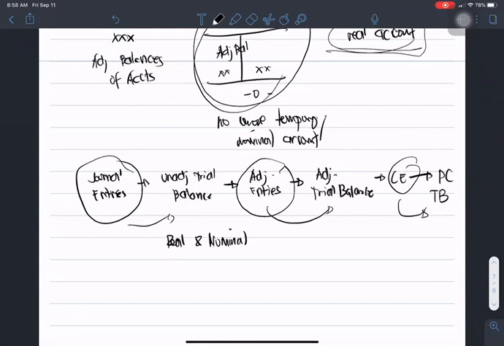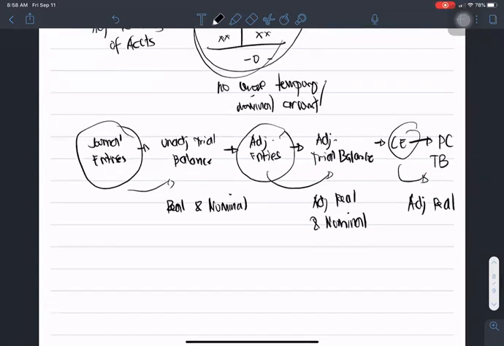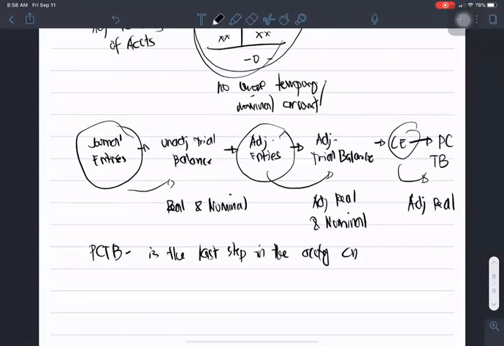For your adjusted trial balance, what do you present? The adjusted real and nominal. Under your post-closing trial balance, what do you present? Only the adjusted real. So there is no more nominal account in your post-closing trial balance. Why again? Because through your closing entries, the nominal accounts were already zeroed out. Okay? So the post-closing trial balance is the last step in the accounting cycle.